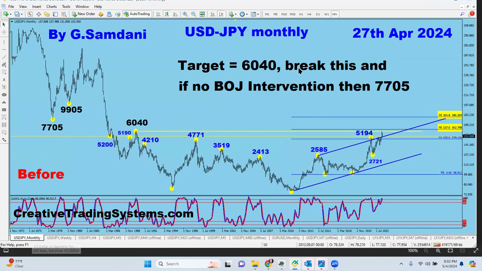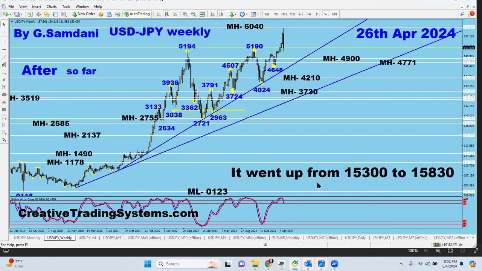Now, USD/JPY, the monthly chart. You can see that if this is the chart I had, my target was down here at 152. So this is what I said: the target equals this, break this, and if not, then this, right? We're going to go there if there is no intervention, but we had the intervention. So it came back down. My other chart was that if we do not go below 152 quickly, then we're going to fly to 164.0, which we did, right?